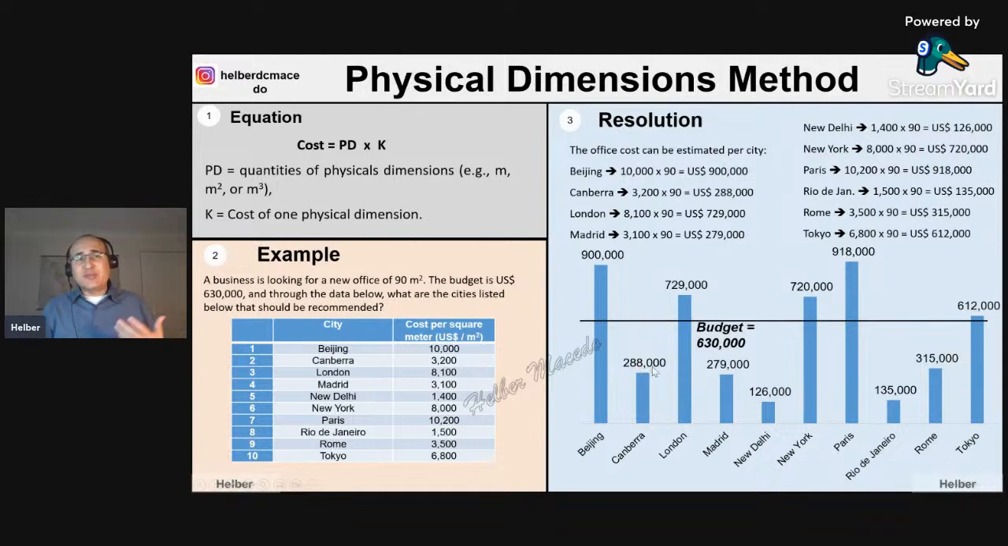So you can see, for example, that London will not be a good idea. They don't have enough budget to buy an office, but if they go for Rio de Janeiro or New Delhi, they will be able to buy this office. Okay, so this is the idea. You see few inputs, very fast, they calculate the cost. This is the idea of the quick method or the conceptual method.